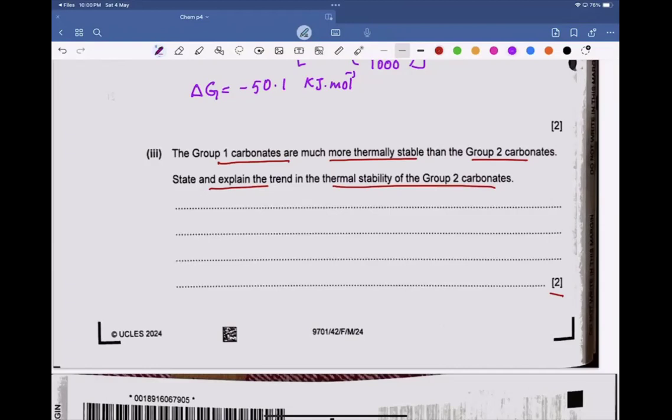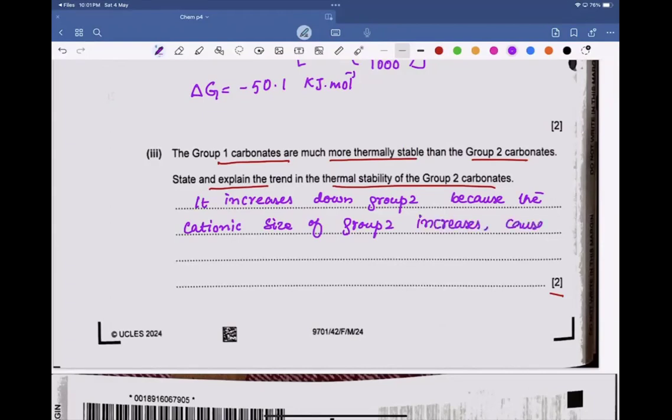Okay, so it increases down group 2 because the cationic size of group 2 increases, causing less ion polarization of carbon, making carbon oxygen bond stronger. Is this clear to all of you?